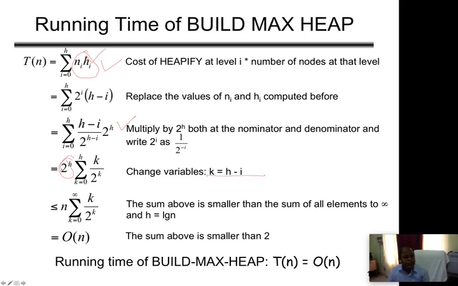2 to the power h is nothing but the number of nodes. If h is the height, 2 to the power h is the number of nodes n, and then it is equal to summation of k by 2 to the power k from 0 to infinity. Just it is less than or equal to, because we have added infinity, hence we make it less than or equal to, and 2 to the power h is nothing but n, hence it is equal to big O of n. Hence running time of Build Max Heap is big O of n.